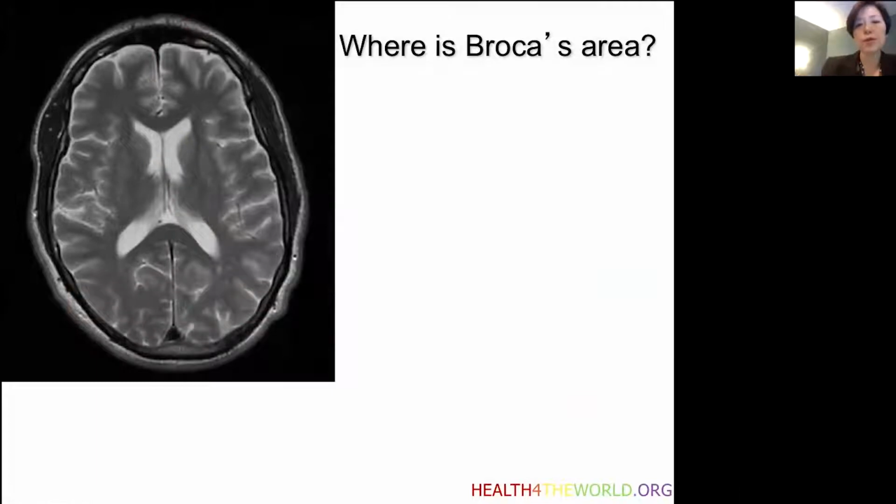So where is the Broca's area? Broca's area is a motor expression function of the language. Most of the language centers are in the dominant hemisphere, which is on the left in the majority of right-handed people, and also most of the left-handed people are on the left side. So the left hemisphere is the majority of people's dominant hemisphere.